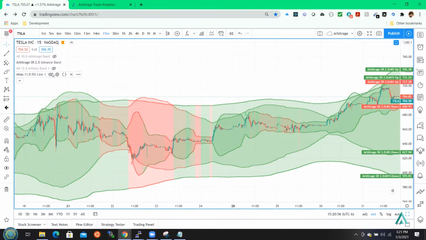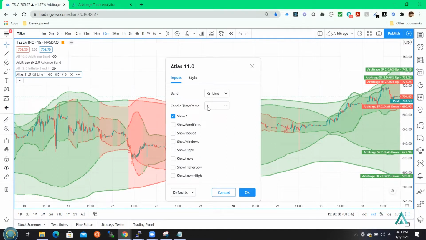Inside of Atlas also, you do have the ability to do show windows. Show windows is based on whichever band that you're using. So is show top bot and show highs and lows and lower highs and all of these. So for example, if I were to go to the daily time frame, I'm going to go the opposite way that we are playing right now, and say I'm looking for longer term highs and lows. I'm sitting on the 15-minute time frame.